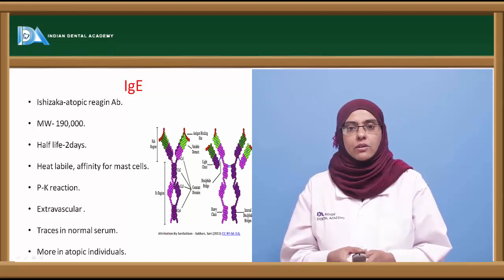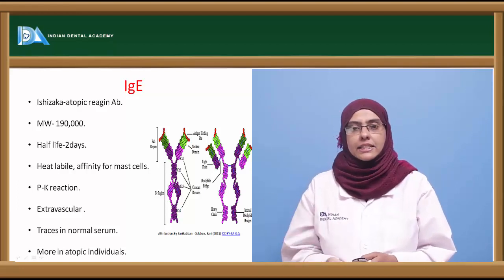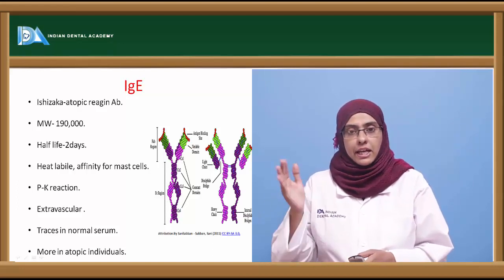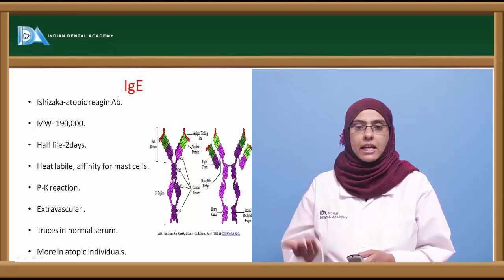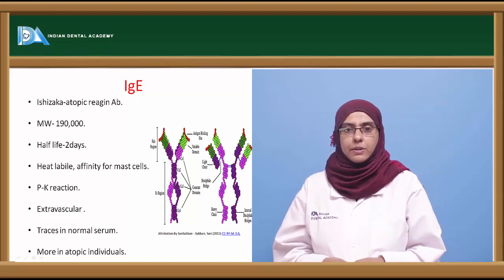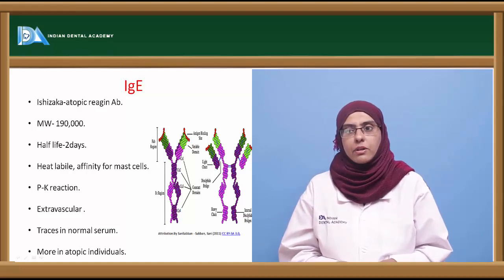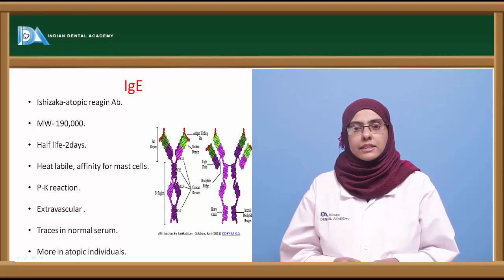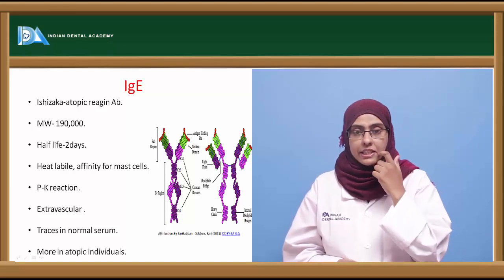So it was Ishizaka who gave us the concept of IgE as a reaginic antibody, an atopic reagin antibody in atopic individuals. It acts to induce a hypersensitivity reaction in atopic individuals. It has a molecular weight of about 190,000 Daltons, and its half-life is only 2 days. It is heat labile, and it has affinity for mast cells.